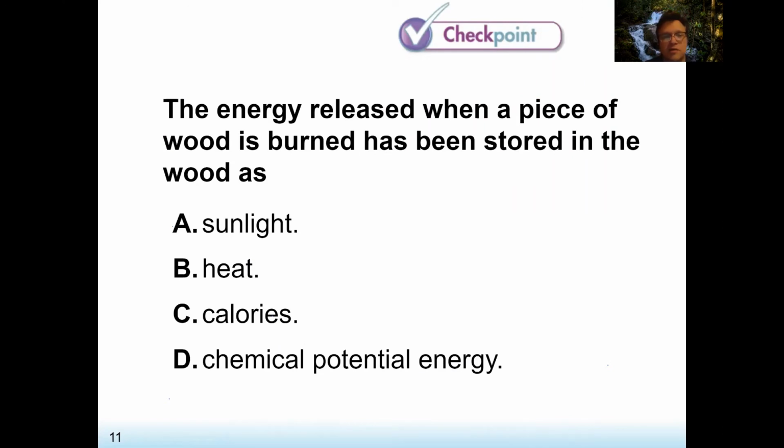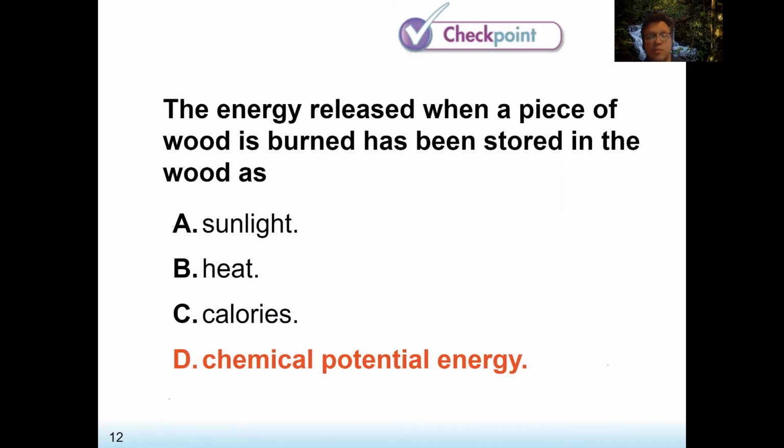So pause it, think about the video, think about this question, and see if you can come up with the right answer. The answer is chemical potential energy. When you burn wood, you are releasing the energy that has been stored in the bonds that make up the chemicals of the wood.